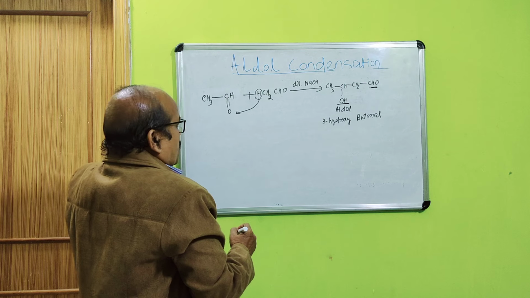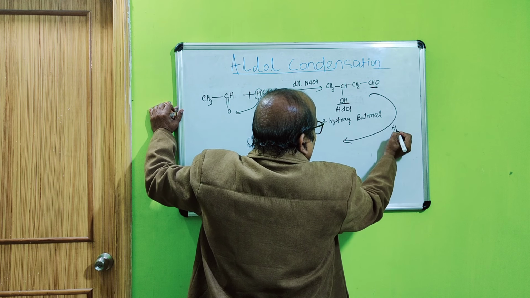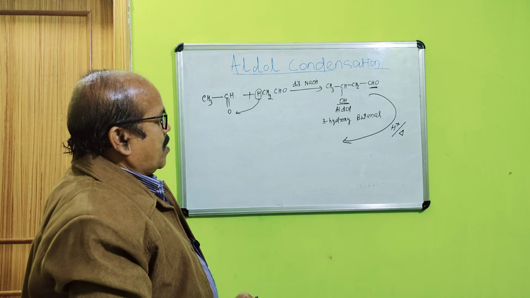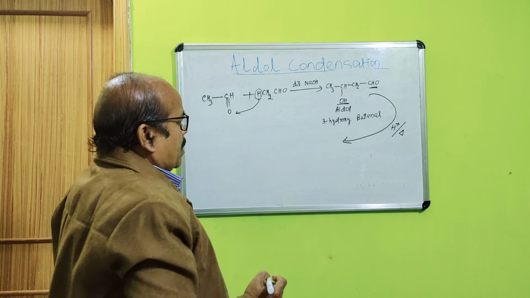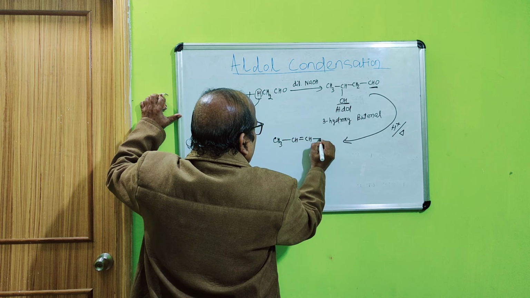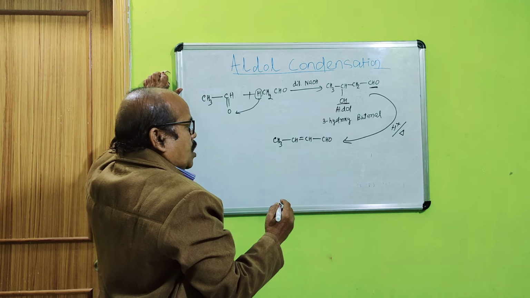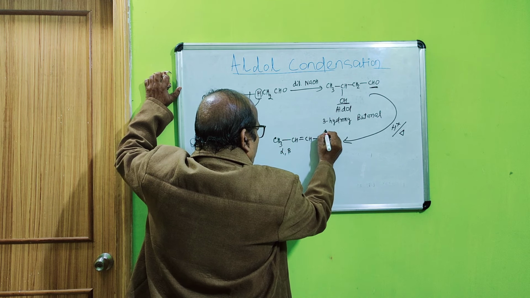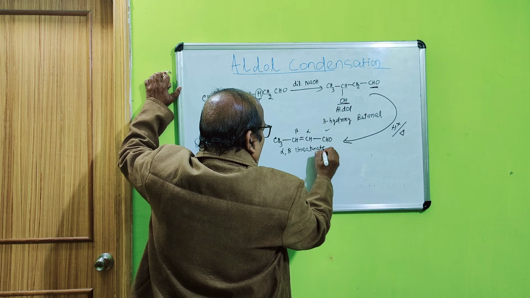What will happen? The moment this compound is formed, it will eliminate water in the presence of acid and on heating. This aldol which is formed will further eliminate one water molecule in the presence of an acid and on heating. So the compound formed will be CH3CH=CH-CHO; H and OH, water will go, leaving CH=CH-CHO. So this is an alpha beta unsaturated aldehyde, or an alpha beta unsaturated ketone will form. This is the functional group, this is the alpha position, this is the beta position, so alpha beta unsaturated aldehyde.